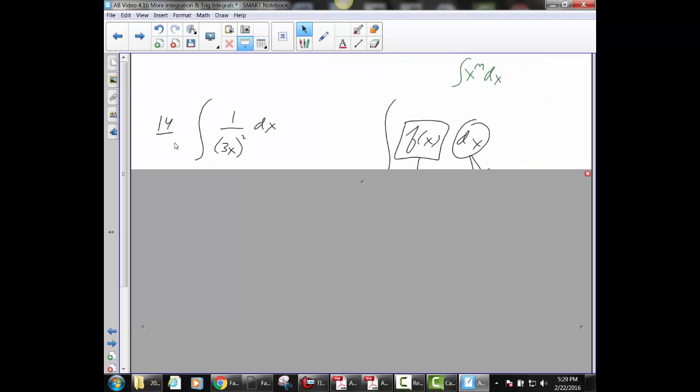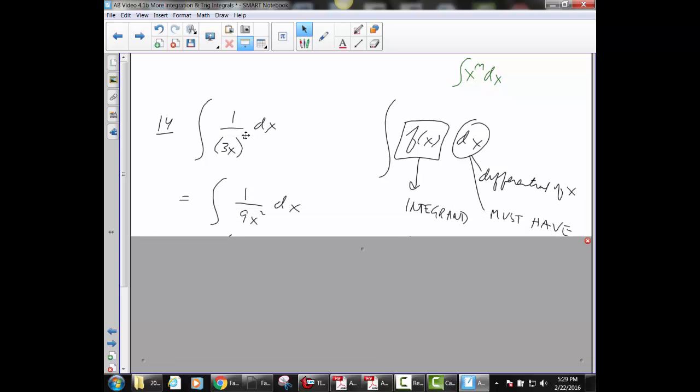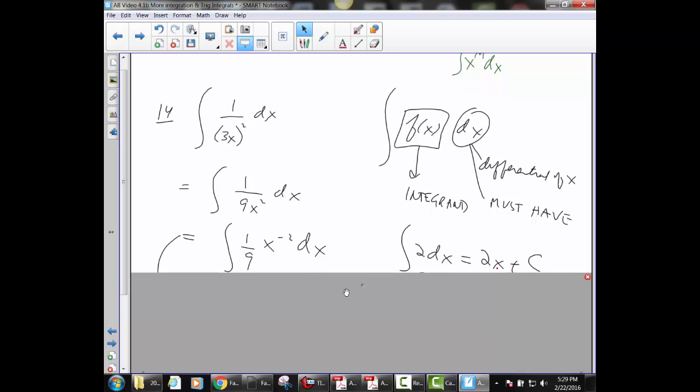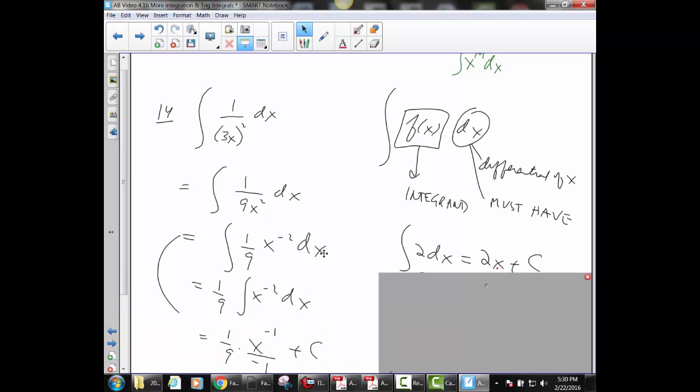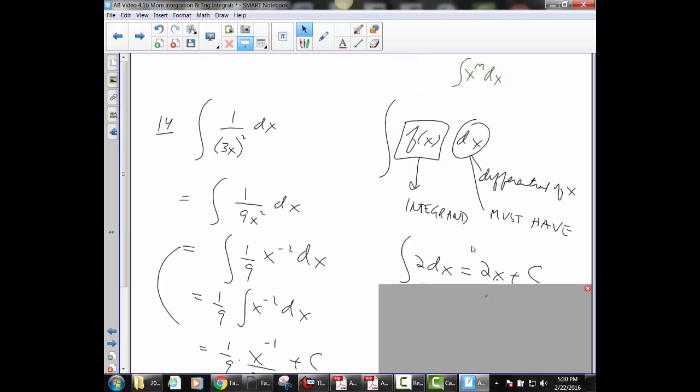Okay, if you had something like this, number 14 from the book, I would definitely simplify it first. This is 9x squared, and then realize that only this x is squared, so only the x would come to the top. So I can pull out the 1/9. I'm integrating x to the negative 2 dx. Remember, I'm adding 1 to the exponent and then dividing by that new exponent, and you'll get negative 1 over 9x plus c.